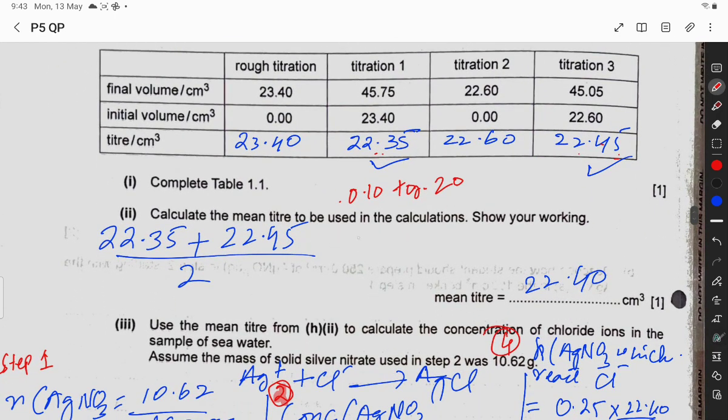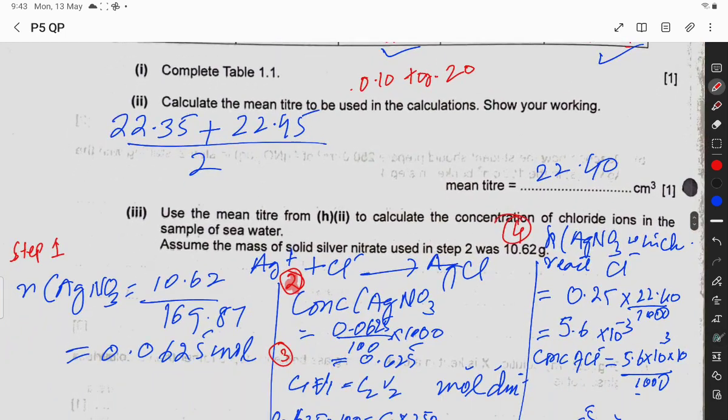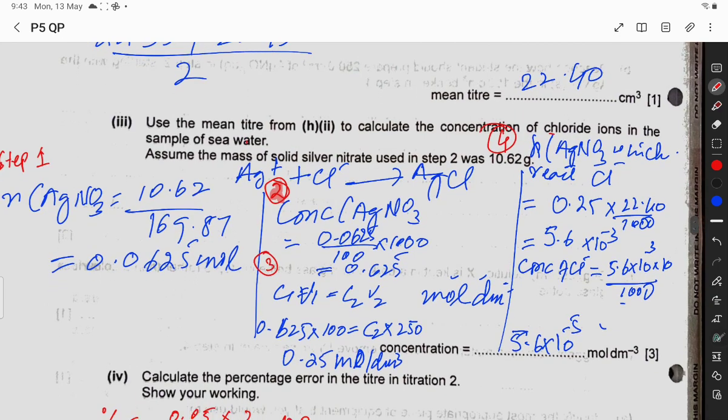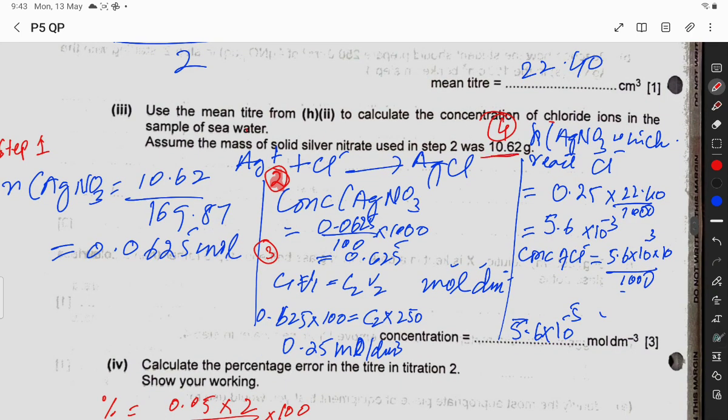Calculate the mean titre to be used in the calculations. Show your working: 22.35 plus 22.45 divided by 2. The mean titre is 22.40. Use the mean titre from H2 to calculate the concentration of chloride ion in the sample of seawater. Assume the mass of silver nitrate used in step 2 was 10.62 gram. First calculate the moles by using mass over Mr.